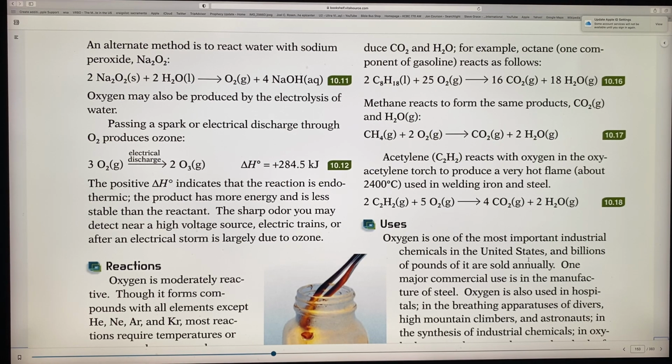And with producing the ozone, you'll smell a sharp odor, and you'll detect this at this high voltage. It kind of smells like electric trains, ozone does. Or the smell after an electrical storm is due to ozone. So basically making ozone from oxygen with this electrical discharge puts off the energy to the point where it smells like an electrical reaction.